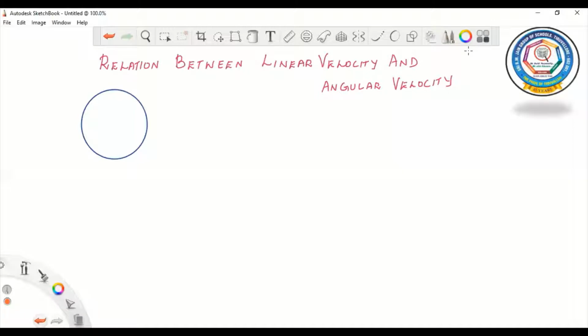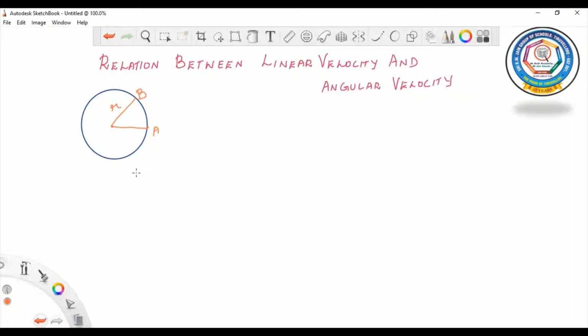Today, I am going to explain the relation between linear velocity and angular velocity. Let us consider a particle moving along a circular path of radius r. Let r be the radius, and here we have taken 2 points A and B.